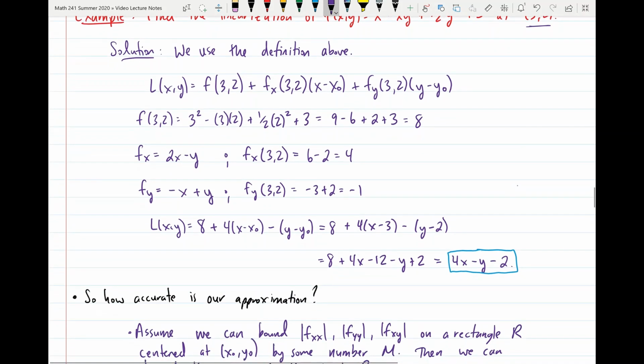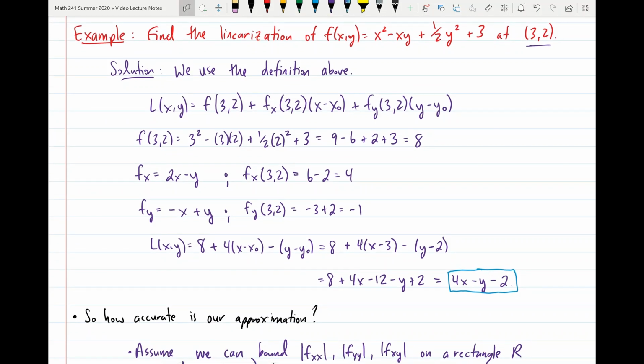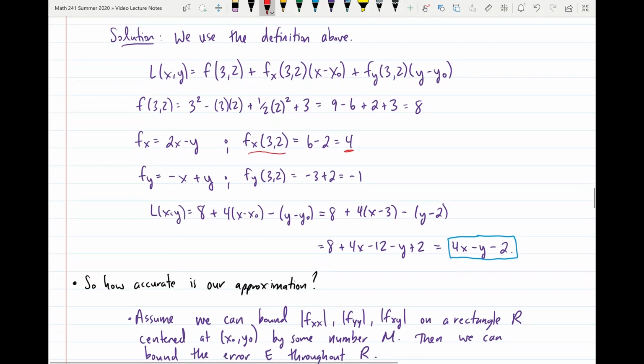Then we want to take the partial derivative with respect to x, and that ends up being 2x minus y. Again, if you're unsure, just pause the video here and make sure that my partial derivative is correct. The partial derivative with respect to y will be minus x plus y. Again, you can check that. If we evaluate the partial derivative with respect to x at the point (3, 2), we ultimately get 4.